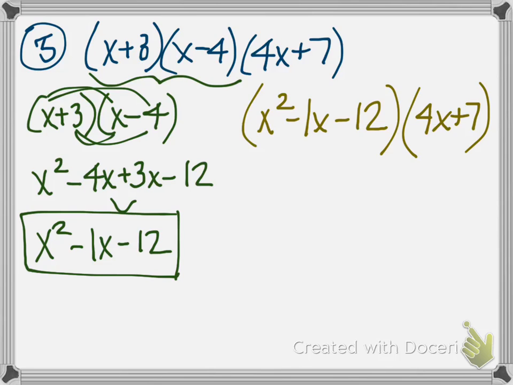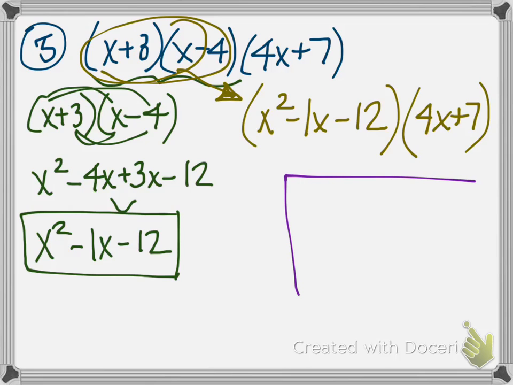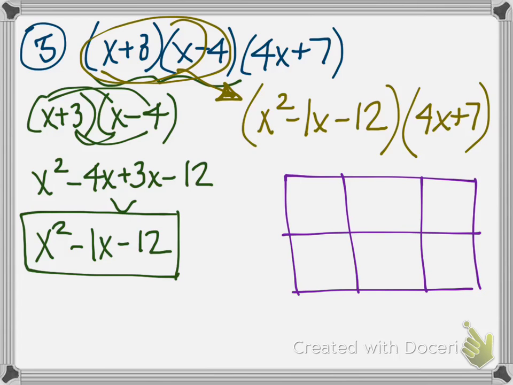So I took the first set of parentheses, turned them into this, and now I'll multiply that by the third binomial from the original problem. This one I'm going to do area model just to illustrate both ways here. So area model, when I have 3 terms, I need 6 boxes instead of just the 4. So this will be x squared, negative 1x, and negative 12. And this will be 4x and 7.